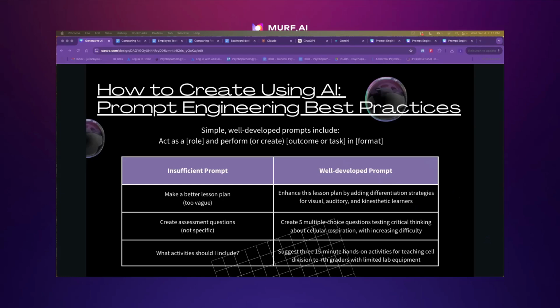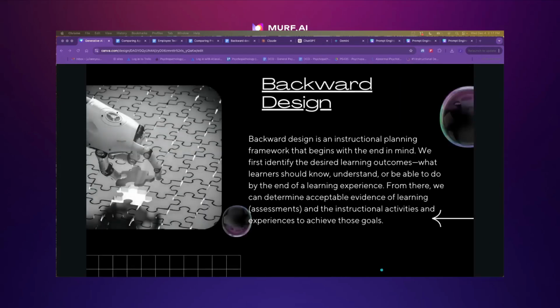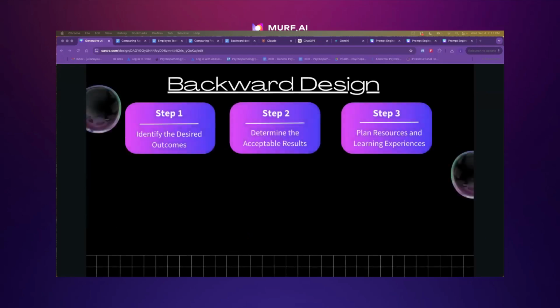All right, so now we're going to start looking at the specific use cases for instructional designers. The first use case let's talk about is backward design. Most instructional designers use some sort of backward design methodology. So how can generative AI enhance this process, right? This process can be sometimes a bit cumbersome. When we look at backward design, previously we would have to go through step 1, identify the desired outcome, step 2, determine the acceptable results, and then step 3, plan resources and learning experiences. And that's all great, but that takes a lot of time, right?